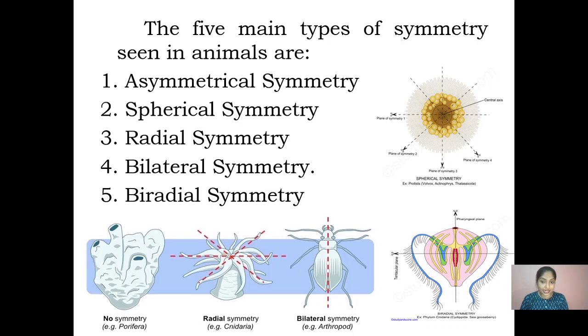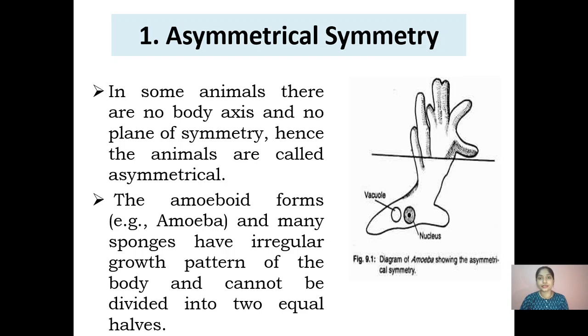And the fourth one is bilateral symmetry. That is, along one single plane only it yields two equal halves. The best example is the human body also. When cut across, we are getting two equal halves in one particular plane only. And the last one is biradial symmetry. Biradial symmetry is a combination of both radial as well as bilateral symmetry, and it is seen in cnidarians. So let us learn them in detail.